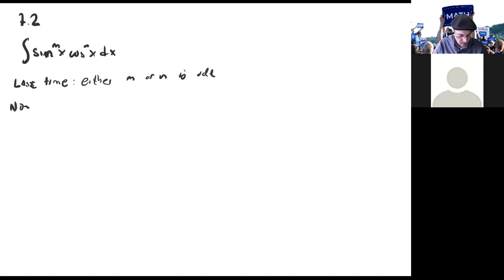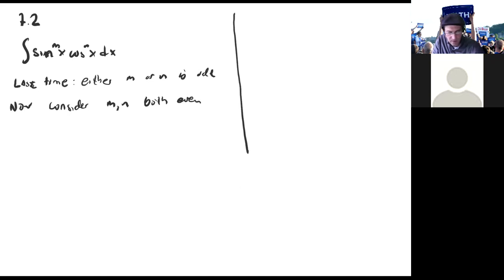we're going to consider the remaining case. M and n both are even. In order to handle that case, it is necessary for us to apply the double angle identities, which you should have encountered before, but I'll remind you what they say.